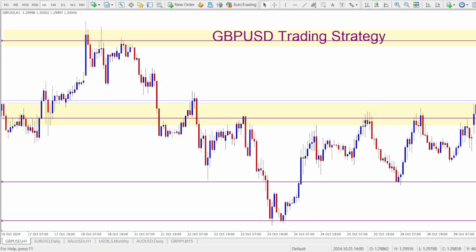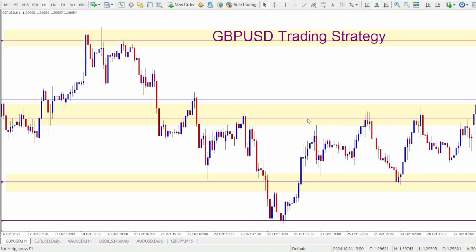We can see that these are zones where rejections were happening for the GBP/USD pair. It's important for you to mark out those rejection points on your chart and make them the foundation of your strategy. Once you've got your support and resistance zones marked, the next step is timing your entries. Candlestick patterns are incredibly useful here.